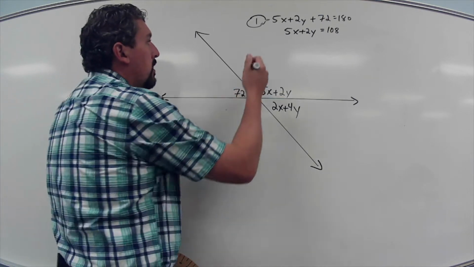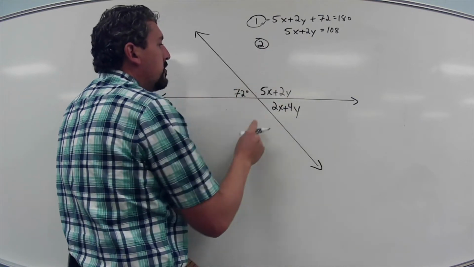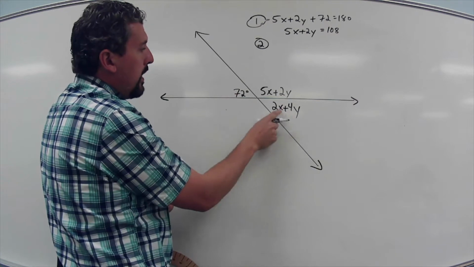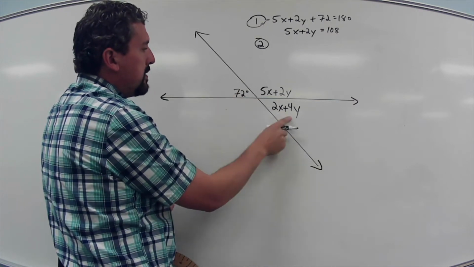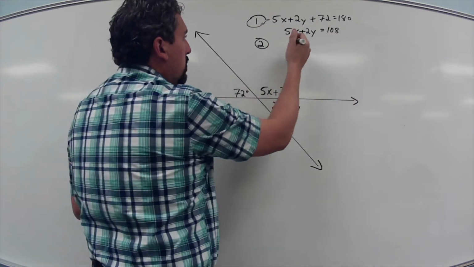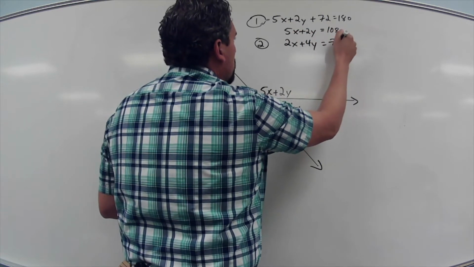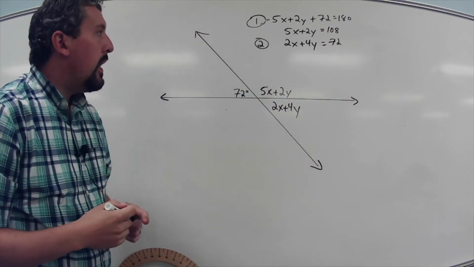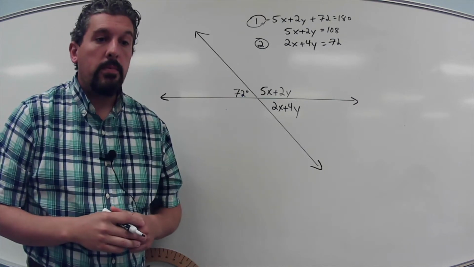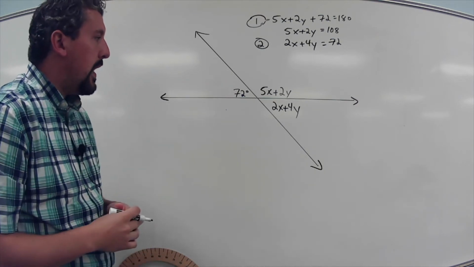All right, let's talk about a second equation here now. I'm going to leverage a vertical angle here. These two angles are vertical to each other. They are opposite with intersecting lines. So this is a little bit more straightforward. We get 2x plus 4y equals 72. And we have enough right now to solve the problem, but I just want to go over all the possible equations we have here anyway.